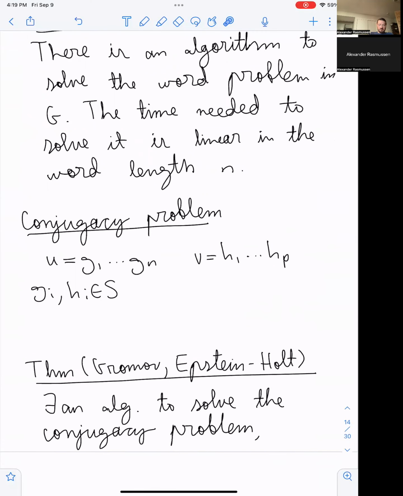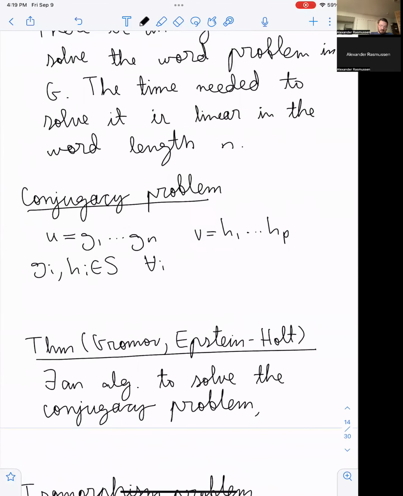The conjugacy problem is a similar problem. So you have two words in the generators. These represent two elements of your group. And what we want to know is, are U and V conjugate in our group G? So again, we're assuming our group G is hyperbolic.